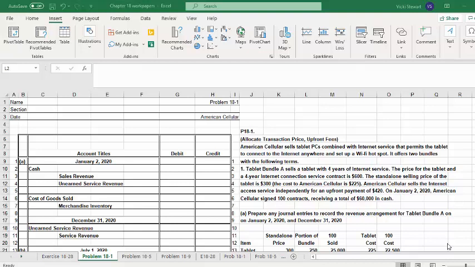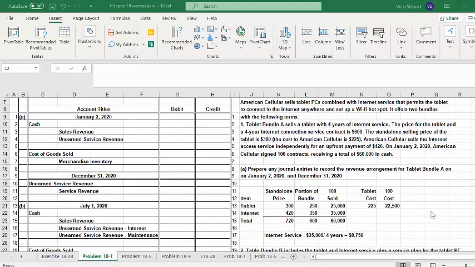Tablet Bundle A sells a tablet with 4 years of internet service. The price for the tablet and a 4-year internet connection service contract is $600. The standalone selling price of the tablet is $300 and the cost to American Cellular is $225. American Cellular sells the internet access service independently for an upfront payment of $420. On January 2, 2020, American Cellular signed 100 contracts, receiving a total of $60,000 in cash.